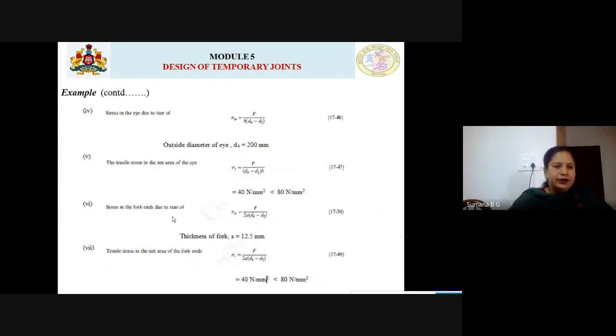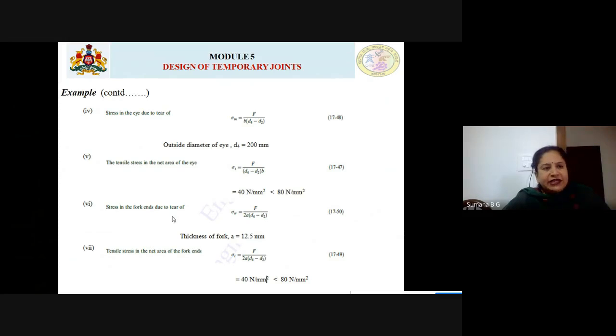Okay. Next, we have the stress in the eye due to tear. Okay, it is defined by equation 17.48. So from this equation, we can find out the diameter of the eye, represented by d4. Next, using equation 17.47, the tensile stress in the net area of the eye. Okay. So from this equation, we can find out what the tensile stress induced is.